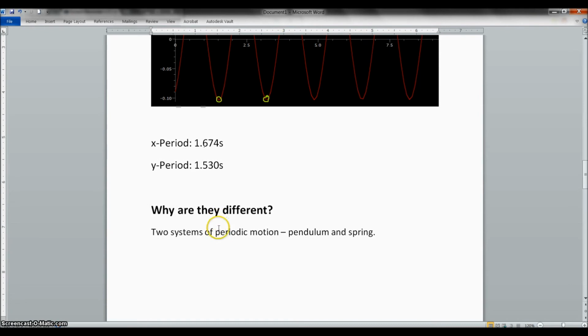The reason for that is that there's actually 2 systems of periodic motion going on here. One is a pendulum, the x motion, which is moving back and forth, and one is a spring, which is the y motion moving up and down. So we actually have 2 different periods for the 2 different harmonic motions.